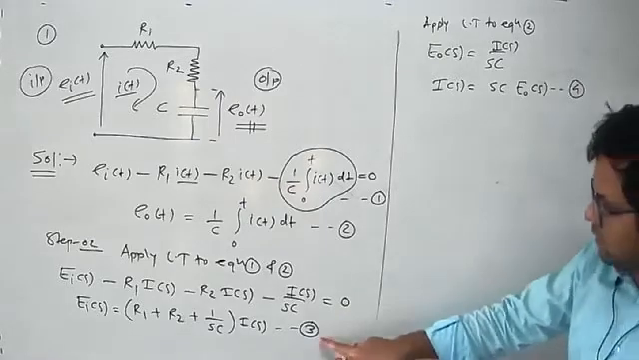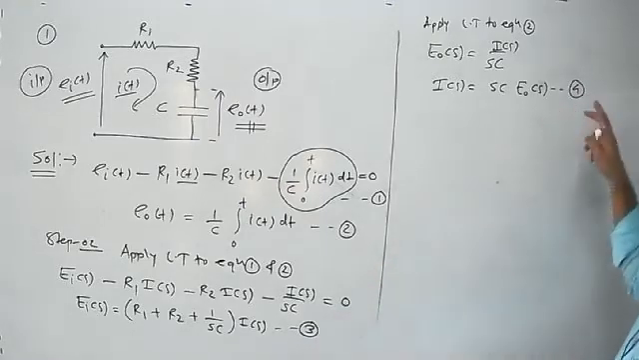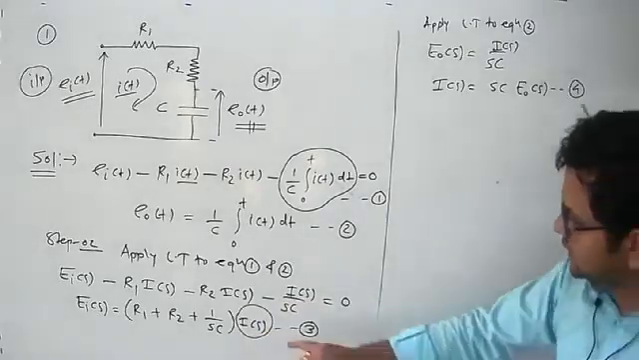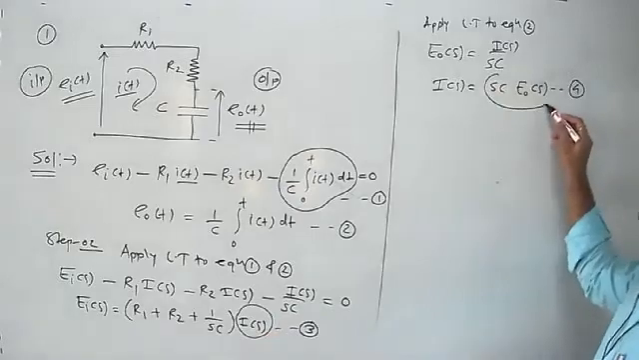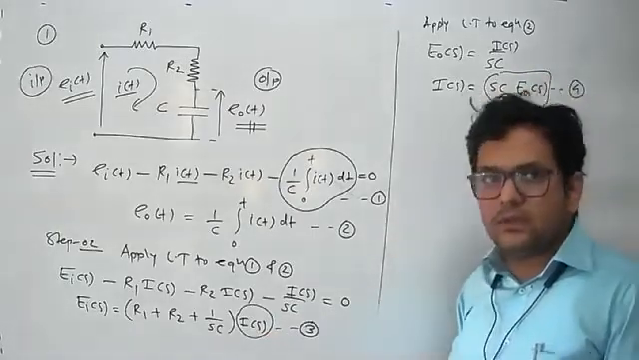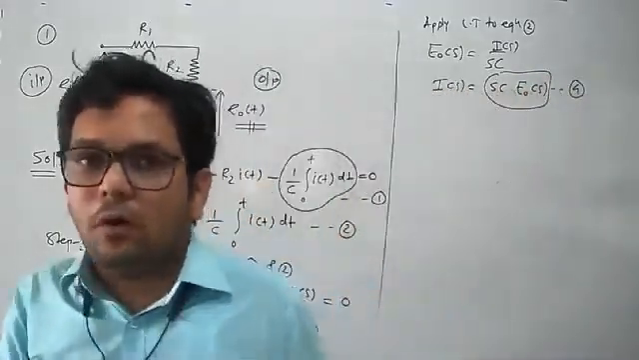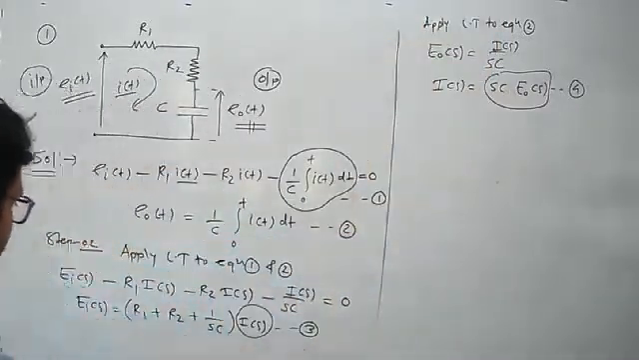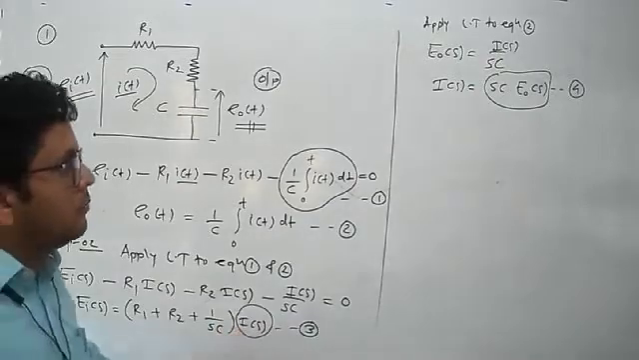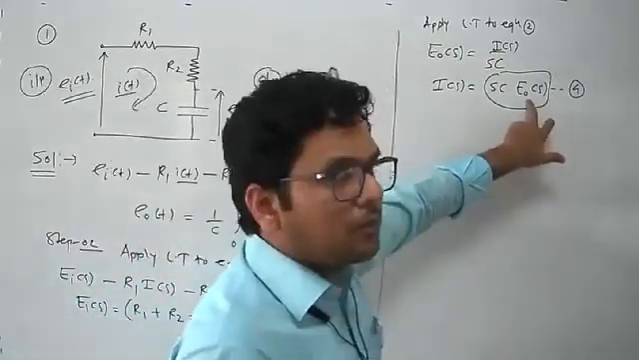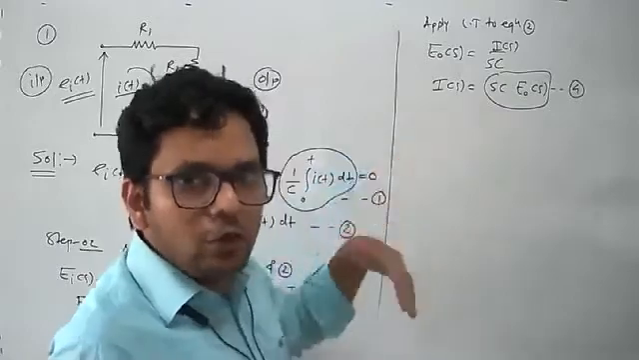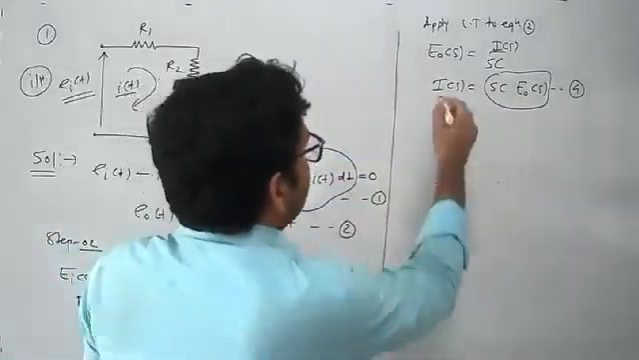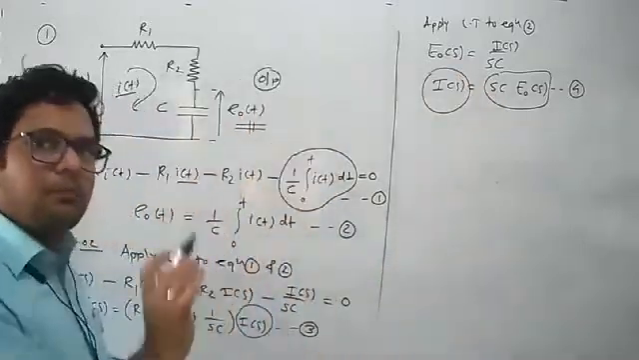Now if you combine equation number 3 and equation number 4, instead of writing this I of S, we are going to replace it by this particular term. Why are we going to replace this? Because ultimately our objective is to obtain the ratio of output by input. In equation number 3 we have input but we don't have output, but in equation number 4 we have output but we don't have input. So we need to correlate equation number 3 and equation number 4 by one factor, and that factor is the value of current flowing through that particular circuit.